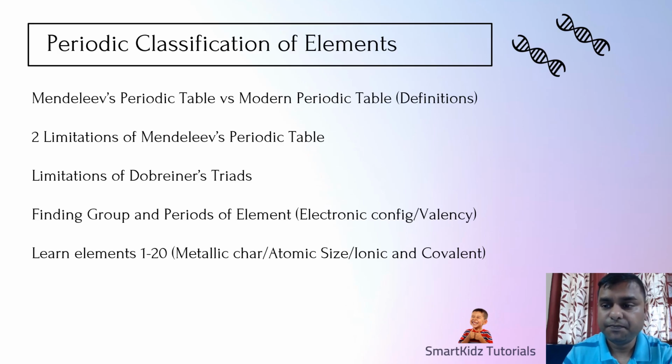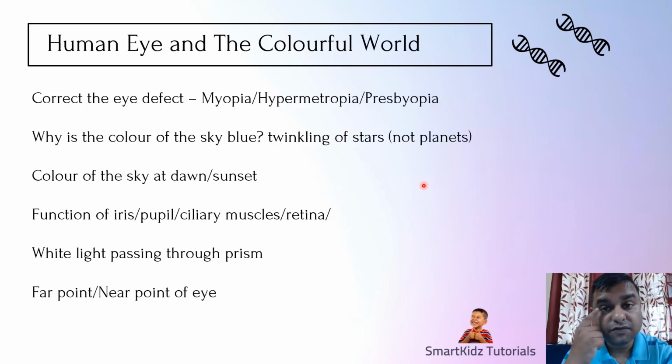Okay. Next, human eye and the colorful world. Again, 4 marks for this. Okay, here also it is straightforward. The main thing in this question is about myopia, hypermetropia, and presbyopia. You should know the definition of each of them. What do you mean by myopia? What is the condition of myopia, hypermetropia, and presbyopia?